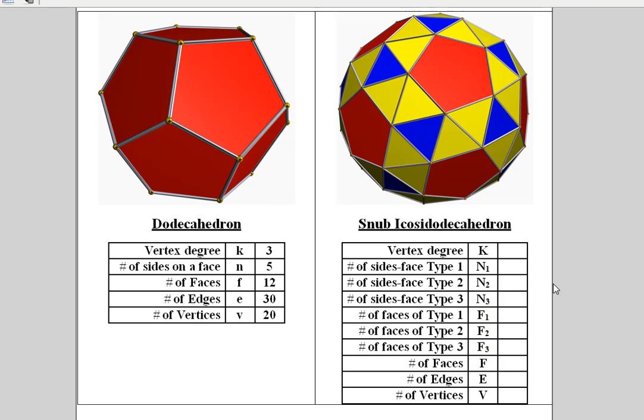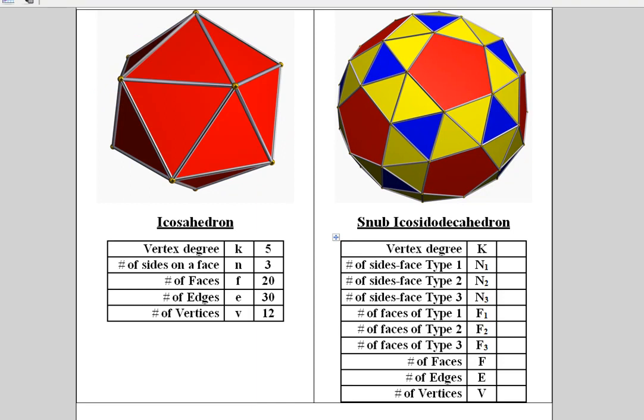If you would like to analyze the snub dodecahedron, pause the video now. If you would rather analyze the snub icosahedron, pause the video now. You'll notice that the total number of faces, edges, and vertices will be the same, but now the type 3 faces on this right-hand side are going to be the pentagons, which were the result of the vertex being pulled apart.